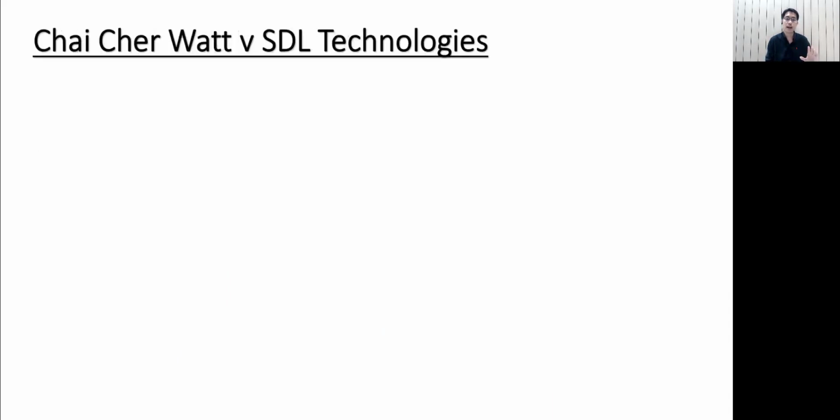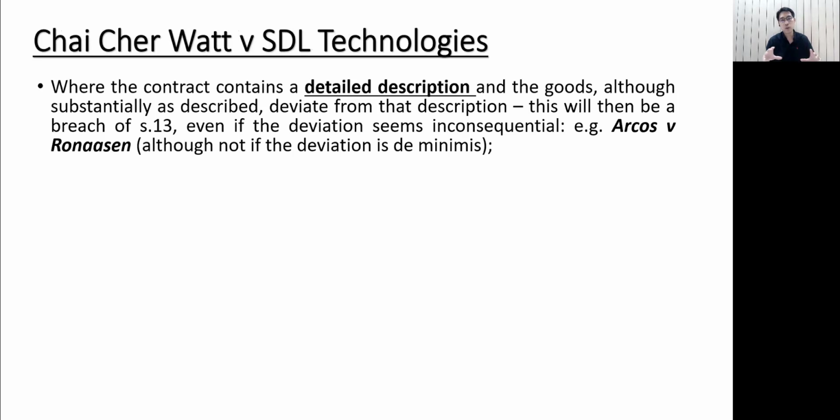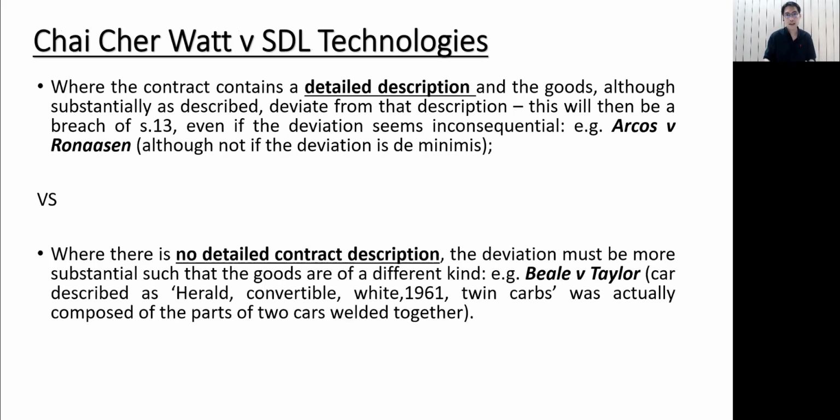By saying that you must look at, firstly, whether the description was one that was detailed, i.e., the more detail that you describe the contract of the goods, then the stricter we expect for there to be conformity to the details. And so that's where now we should use a strict view, as was in the case of Arcos. On the other hand, if this is not so detailed in your description, then the deviation must be more substantial. We don't expect there to be exact strict conformity to everything said.